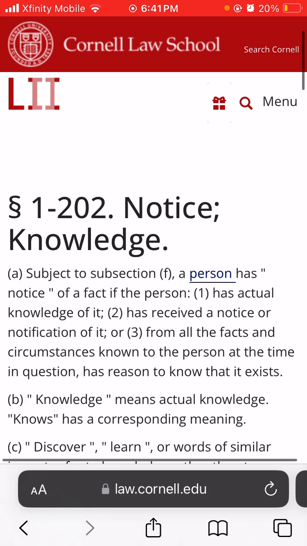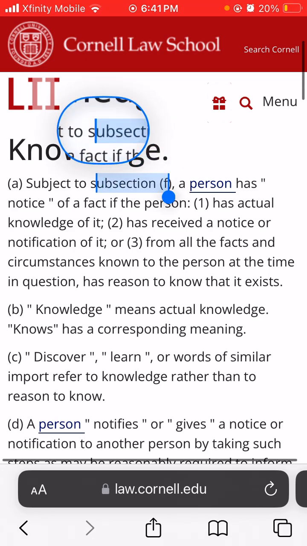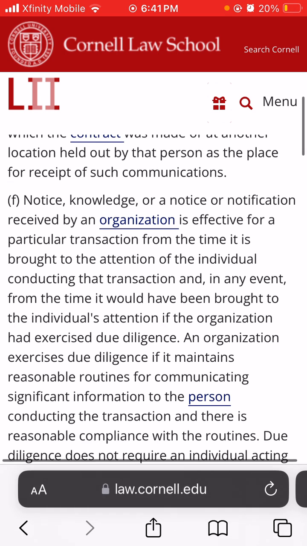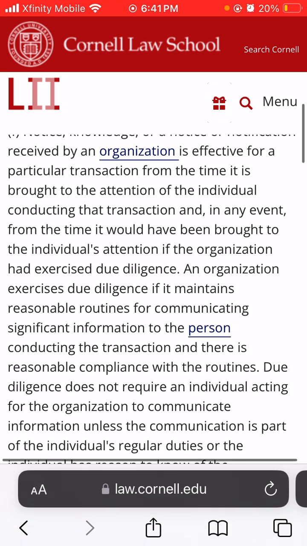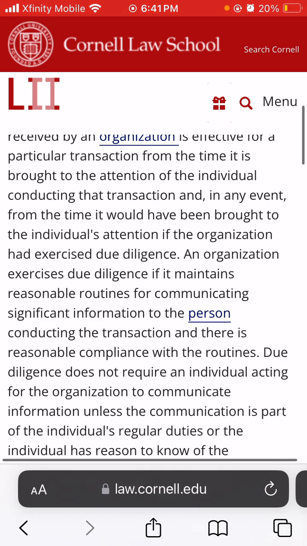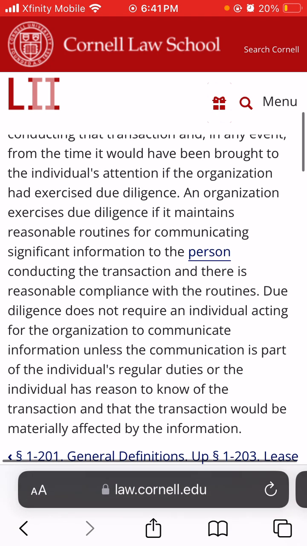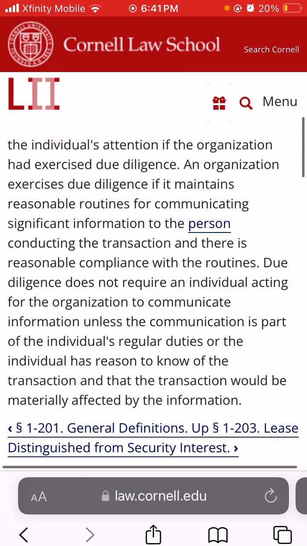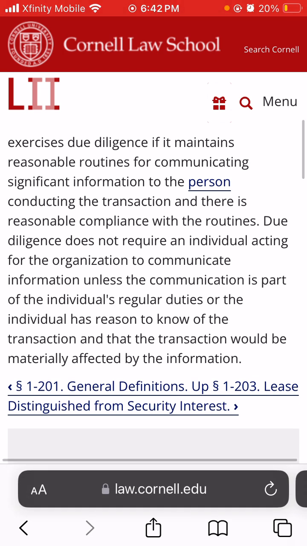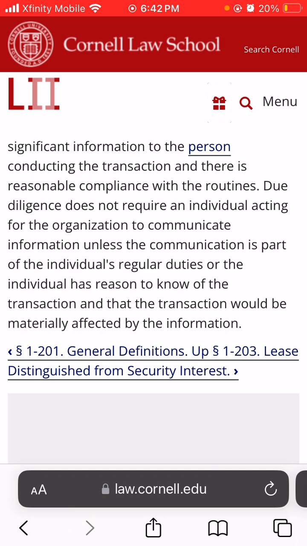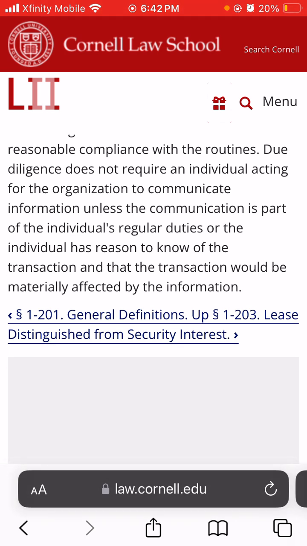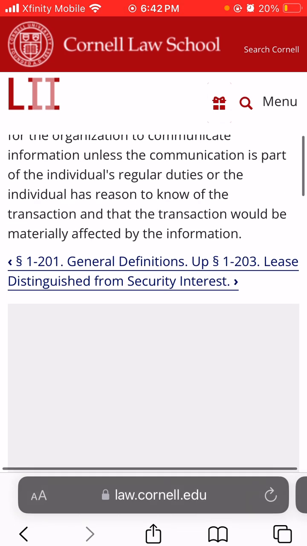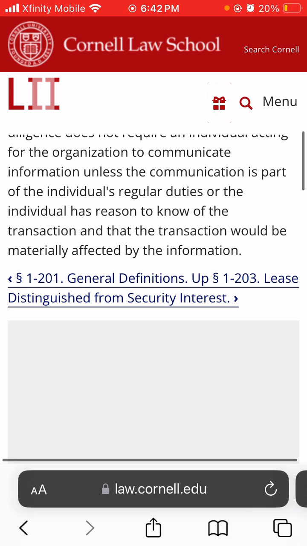Notice, right? So, subject to subsection F. This is what we have to do when you read subsection F. Let's go down there real quick. What does it say? Notice, knowledge, or a notice or notification received by an organization is effective for a particular transaction from the time it is brought to the attention of the individual conducting that transaction, and in any event from the time it would have been brought to the individual's attention if the organization had exercised due diligence. An organization exercises due diligence if it maintains reasonable routines for communicating significant information to the person conducting the transaction, and there is reasonable compliance with the routines. Due diligence does not require an individual acting for the organization to communicate information unless the communication is part of the individual's regular duties, or the individual has reason to know of the transaction and that the transaction would be materially affected by the information.